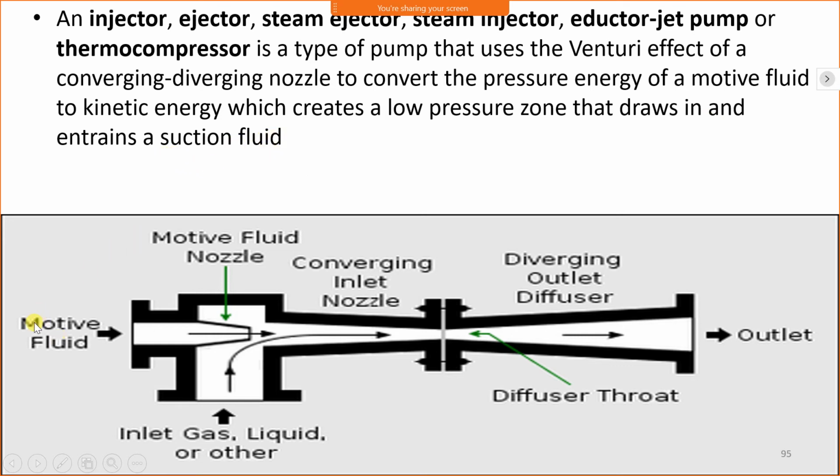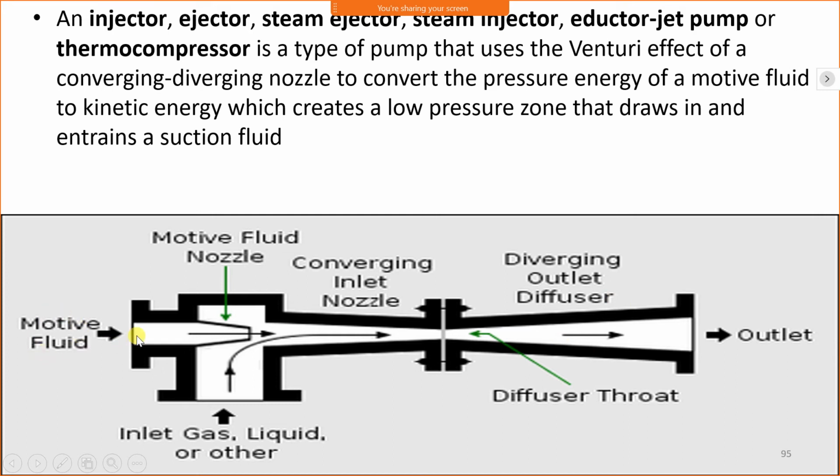Look at here. Motive fluid is supplied. Motive fluid may be gas or liquid, and it is supplied through the nozzle. When it passes through the converging nozzle, this is a converging part and this is a diverging part. It consists of a convergent and divergent nozzle. The convergent part is called a nozzle and the diverging part is called a diffuser.